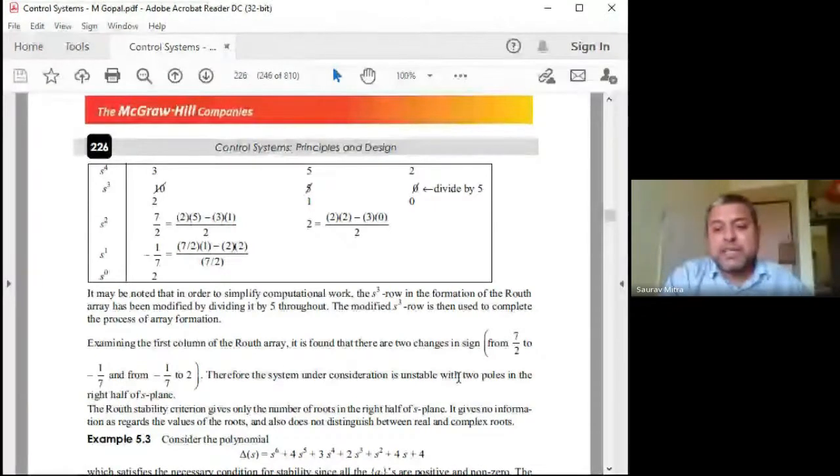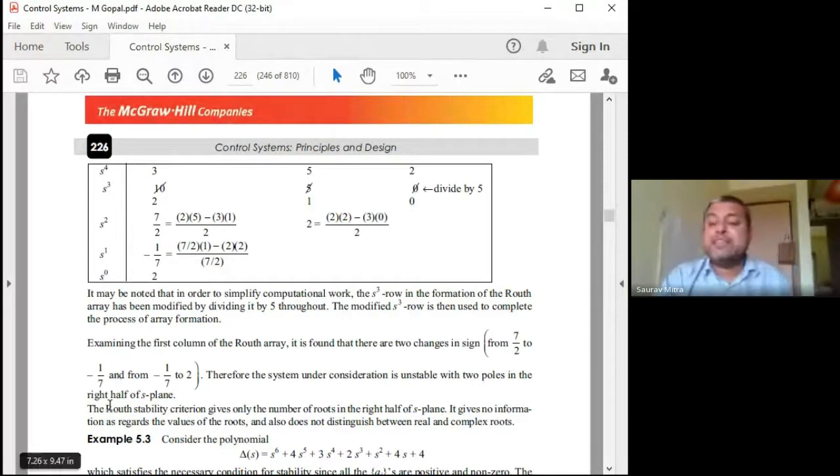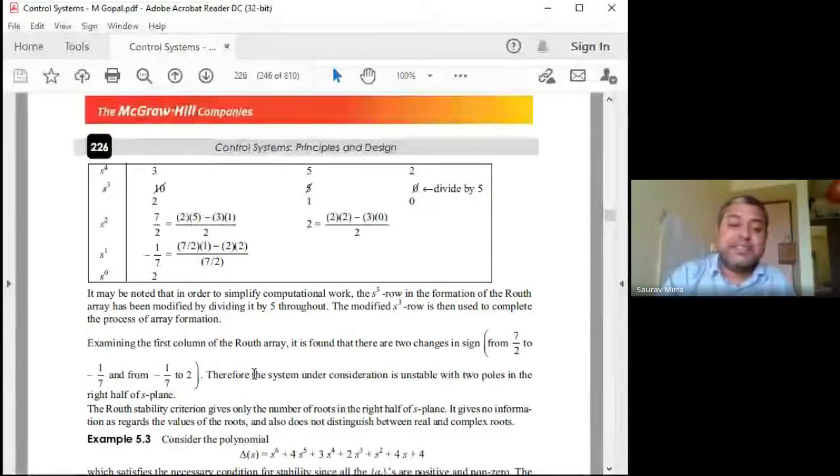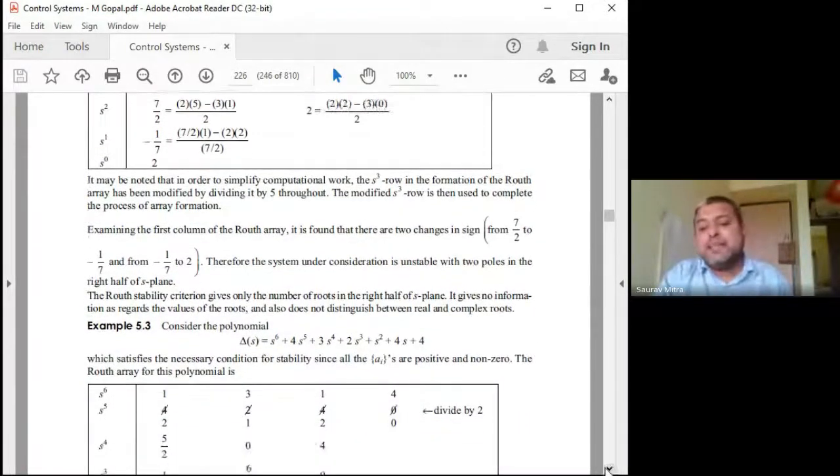Therefore, the system under consideration, which system? Whose characteristic equation is given to us. So therefore, the system under consideration is unstable with 2 poles in the right hand side of S plane. I will say it in the other fashion. There are 2 sign changes, so this line is correct, and then there are 2 poles now in the right hand side of S plane, and as there are 2 poles in the right hand side of S plane, the system is unstable because a single pole in the right hand side of S plane for the closed loop system will make the system unstable. In this case, there are 2 poles in the right hand side of S plane. Now this actually settles the score, and this says that the system is unstable.